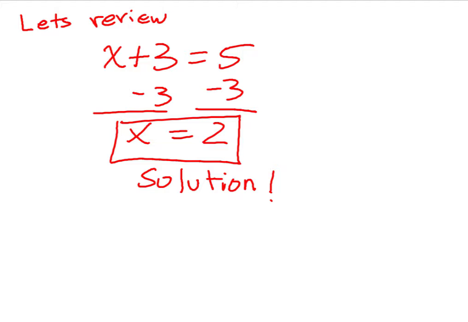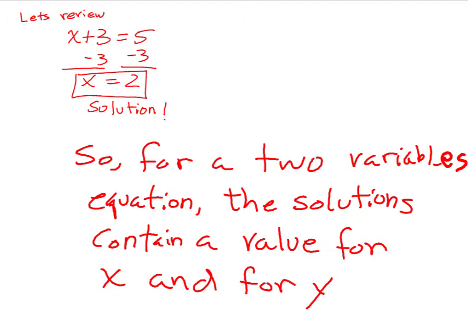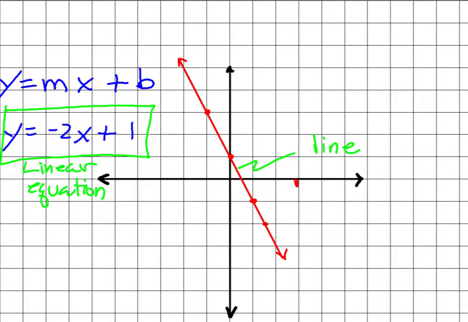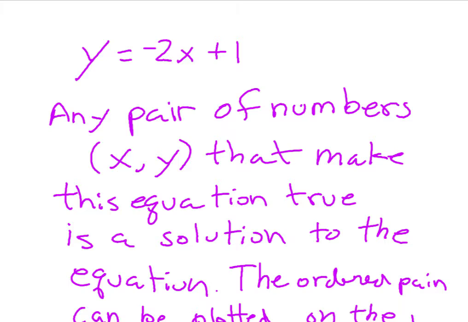Okay? Now, when we do this with 2 variables, if you have an equation with 2 variables, the solutions will contain a number for x and a number for y. So in this equation, in any linear equation, any pair of numbers x, y that makes this equation true is a solution to the equation. The ordered pair can be plotted on the coordinate plane. Sorry, the coordinate plane got cut off there.